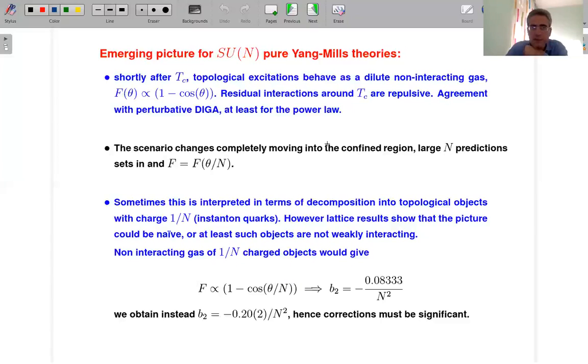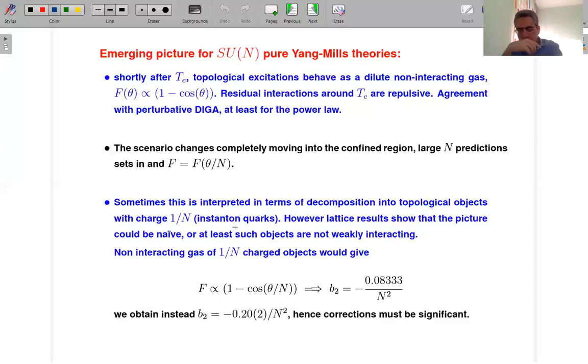Now, the scenario changes completely if you cool down the temperature. As soon as you cross the confinement temperature and move into the confined phase, where center symmetry is restored, what you observe is that the theta dependence suddenly switches to the behavior predicted by large N scaling. This switching is sometimes interpreted as a decomposition of instantons into what are called instanton quarks, objects which carry a topological charge 1 over N, where N is the number of colors, but this is in some sense falsified by the numerical data.